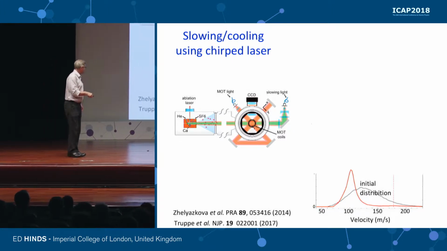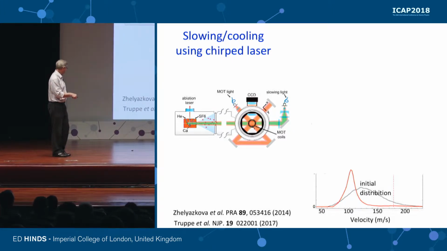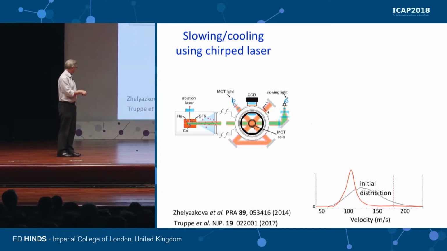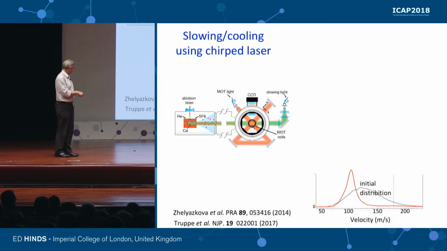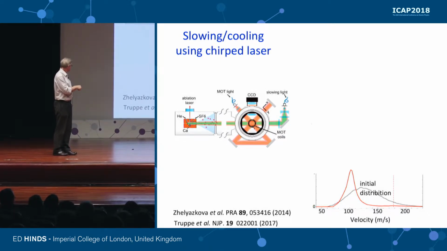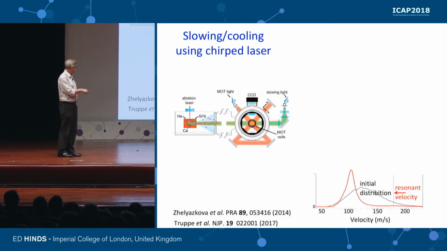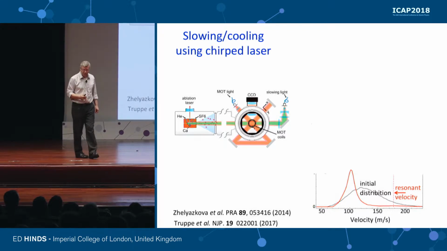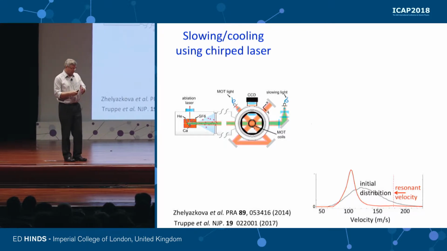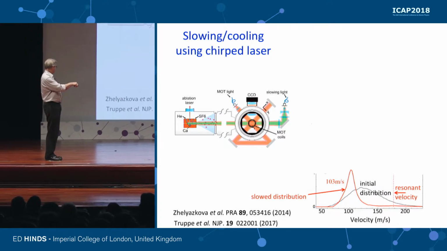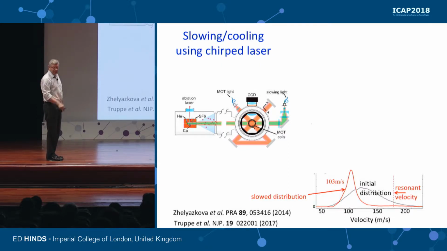So here's a picture showing the initial velocity distribution in black. That's the velocity starting out, in this case, about 130 meters per second. The laser that is doing the decelerating along here is tuned to be resonant with molecules at this speed here, about 170 meters per second. And so those molecules get slowed down, and you see in this distribution here, that's the slowed velocity distribution. They're now traveling at 103 meters per second.